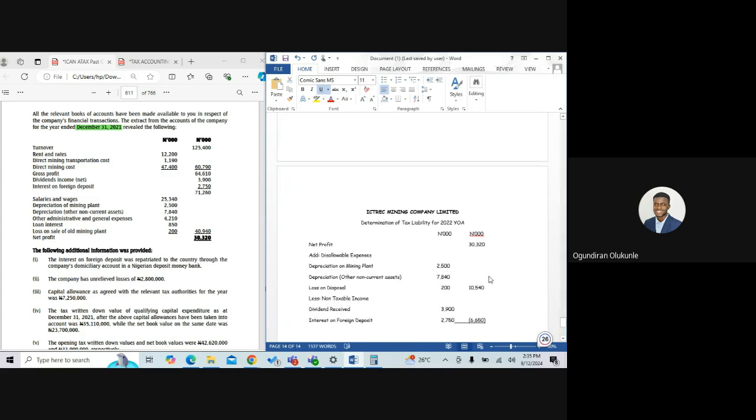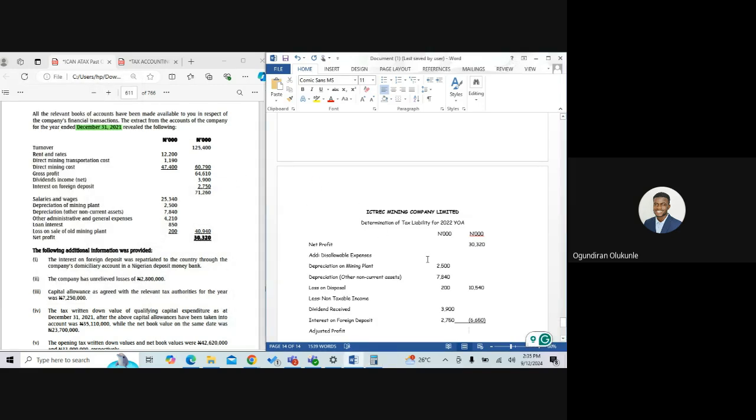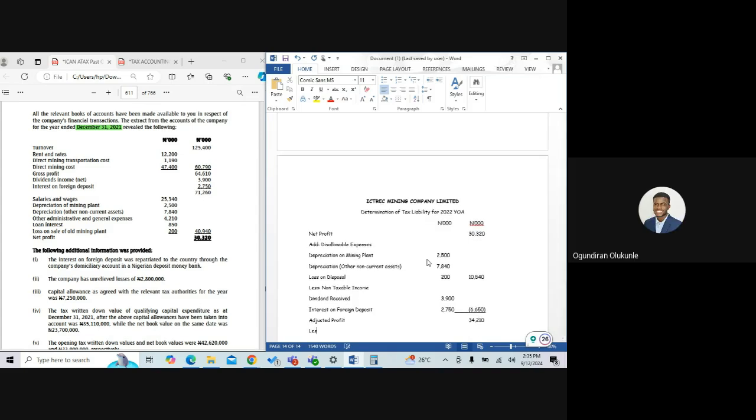Then we now say you have adjusted profit. How much is the adjusted profit? That's 3320 plus 10,540 minus 6650. What do you say? 7,210? Yes. Is that what you have? Then less loss relief. How much is loss relief?